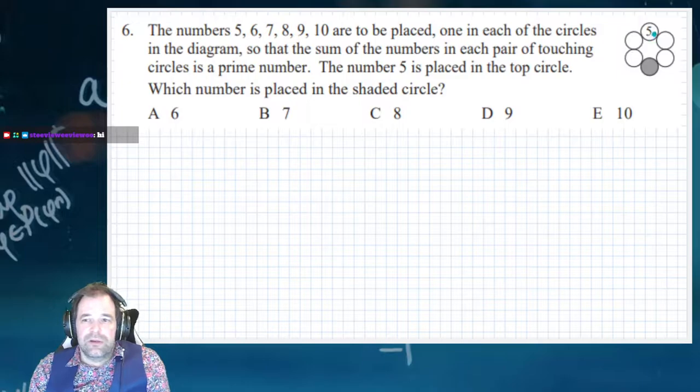Okay, so 5, that could be 6. 5 and 7 is not prime. 5 and 8 is prime. 5 and 9 isn't. 5 and 10 isn't. So that's got to be 8. So 5's gone, 6 is gone, 8's gone. 8 can't go with 7, because that gets 15. 8 can go with 9, but it can't go with 10, so that's going to be 9. 6 can go with 7, and then they can both go with 10, so it's 10. Nice, there was only one option for the first two, really.